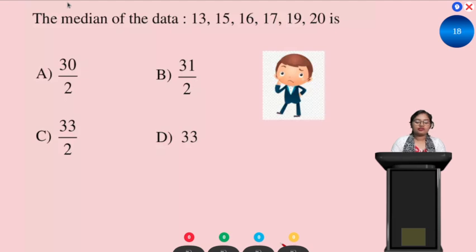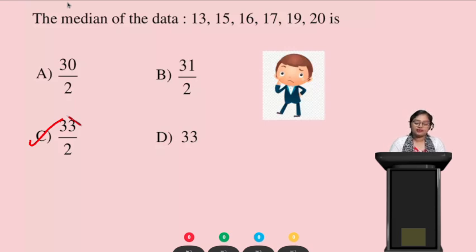So you have to find out the median value here. First, what you have to do? Yes, you have to arrange the data in ascending order. But in the question itself, the data are arranged in ascending order. No need of doing that. So you can directly find out the value of median here. Yes, here the answer is option C, that is 33/2.